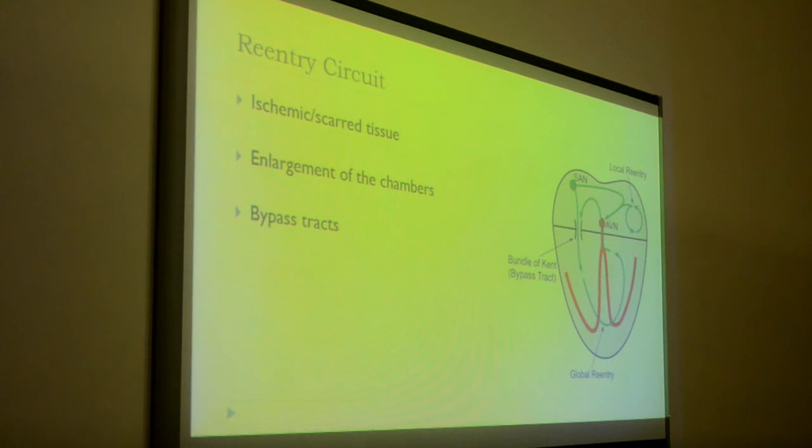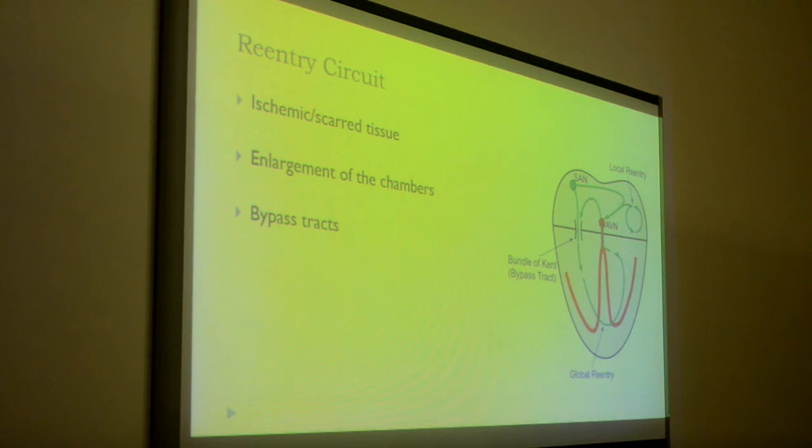Why will it be blocked like this? These are causes. They could be ischemia, scar tissue, enlargement of the chamber, bypass tracts. There are different causes, but mainly it's ischemia. Usually, whenever there's ischemia, there's a portion of the muscle or a portion of the heart that stops transmitting impulses properly. And the impulses can go around it, or can go through it in an abnormal way that will allow them to create a circuit.